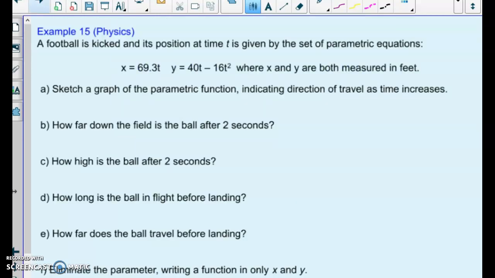So let's take a look at this. A football is kicked and its position at time t is given by a set of parametric equations. So we have that, where x and y are both measured in feet. Sketch a graph of the parametric equation.